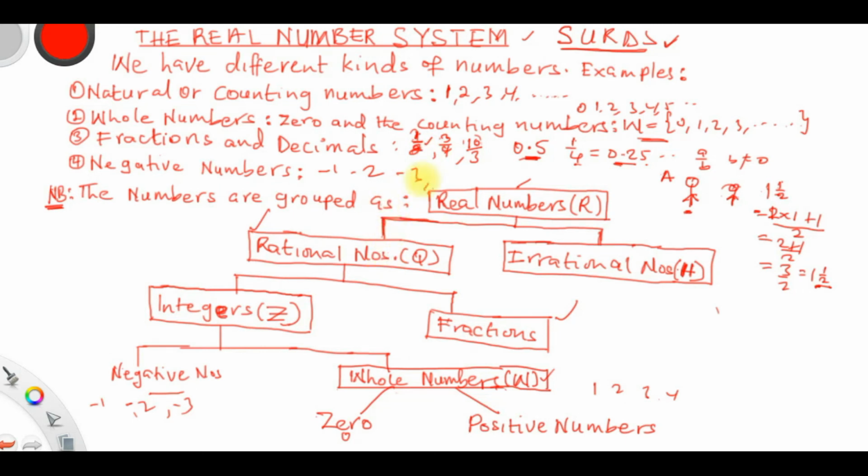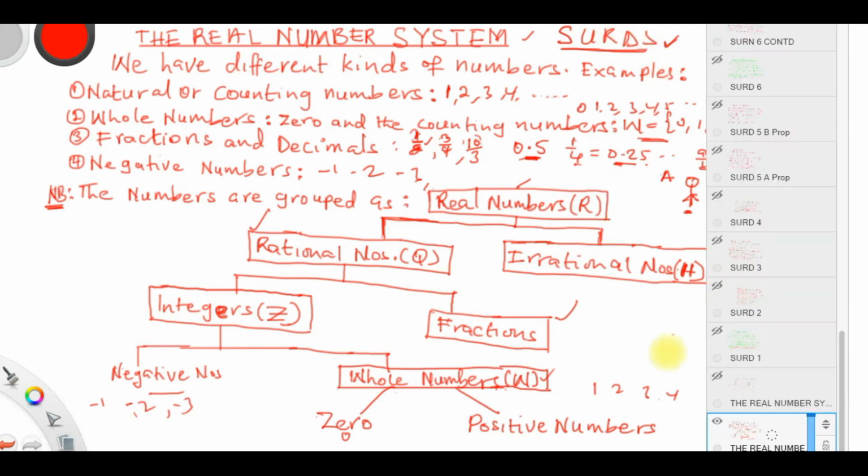Welcome back. This is a continuation of our lesson on sets. In the previous video, we looked at the set of real numbers. We saw that the set of real numbers, denoted by capital R, is divided into two basic types: rational numbers, denoted by capital Q, and irrational numbers, capital H. The rational numbers are further divided into integers and fractions, and the integers are divided into whole numbers and negative numbers.